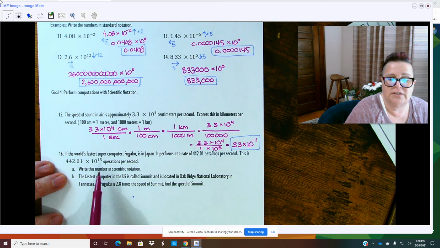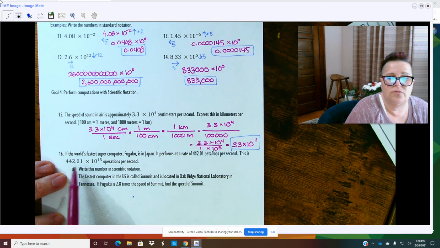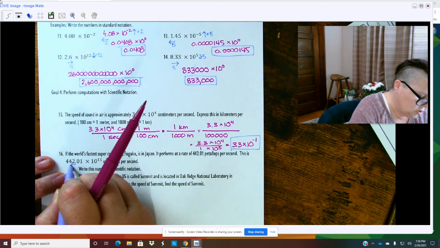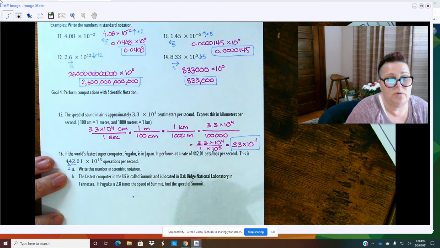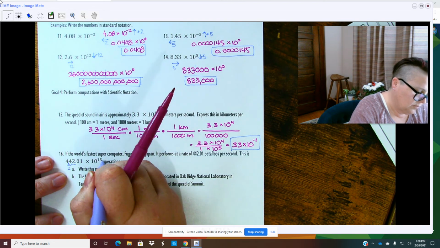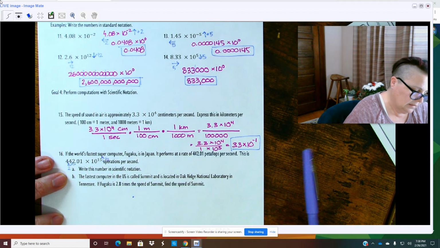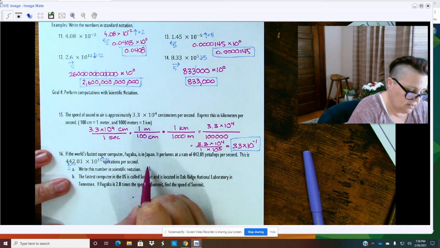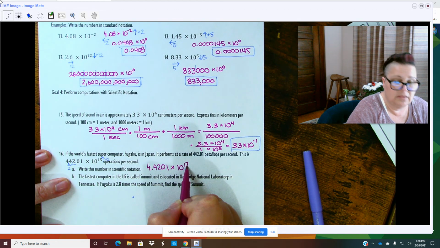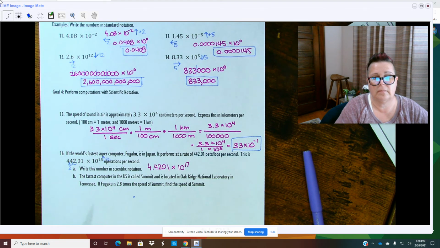It's not in scientific notation. Do you see that? That 442.01 is bigger than 10, and I need it to be less than 10, which means I need to move this decimal point 2 places. And if I move that decimal point 2 places to the left, that's going to move that 15 up 2. So in scientific notation, this would be 4.4201 times 10 to the 17th. Nice.